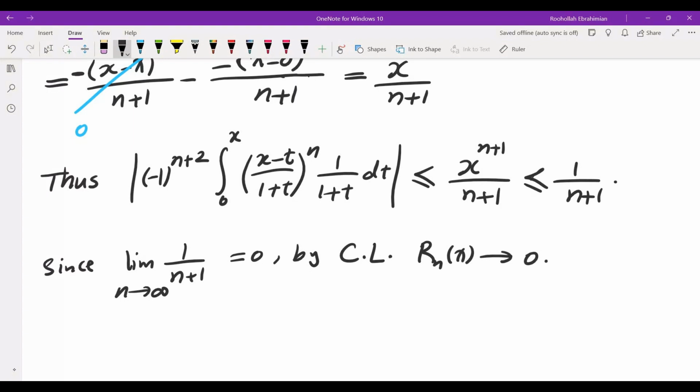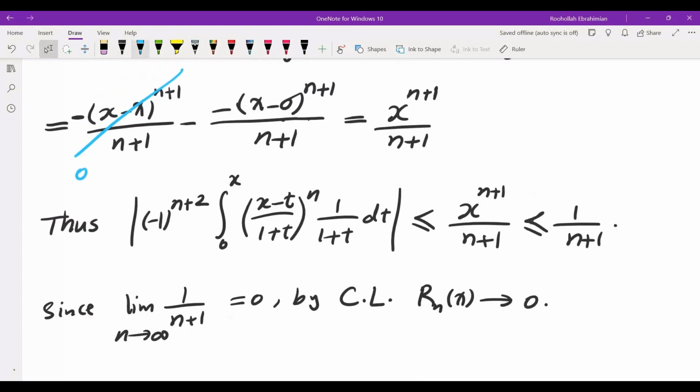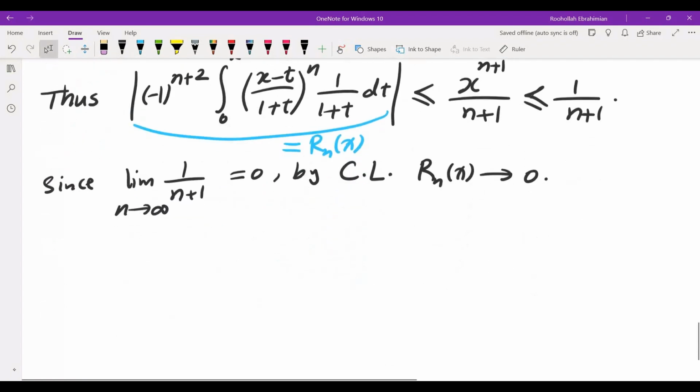So we are done with that. And this is the remainder. So in the case when x is positive, the remainder approaches 0. Okay, now suppose x is between negative 1 and 0.